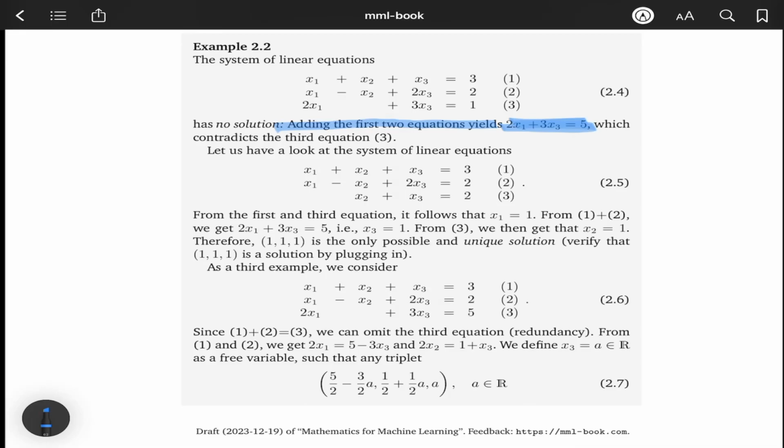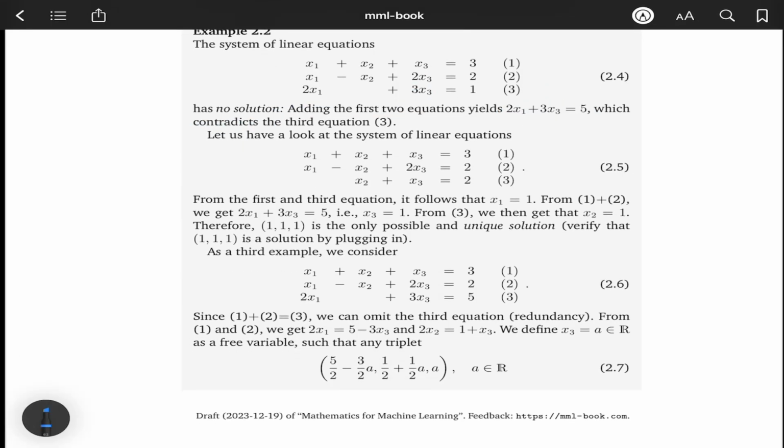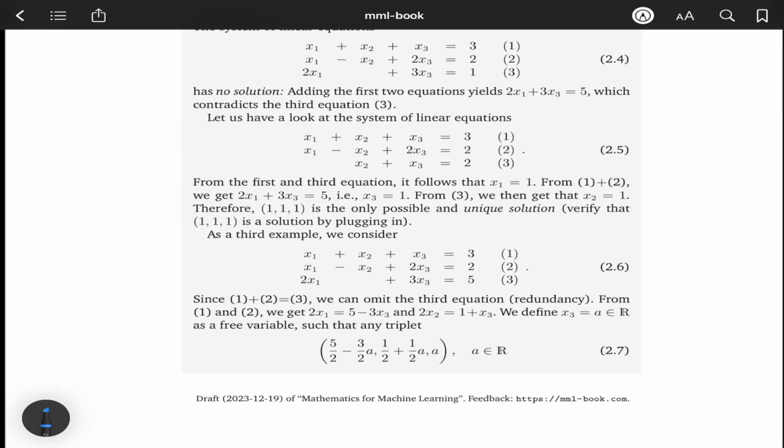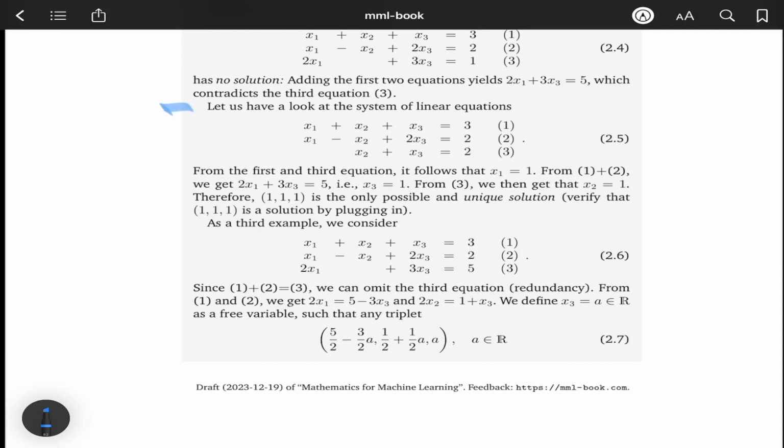It says 2x plus 3x, which is exactly this one. And now this equation says 2x plus 3x is 1, and this equation here says no, it's 5. And this is what they mean by contradiction. Okay, now they go to a different example. Let us have a look at another system of linear equations.